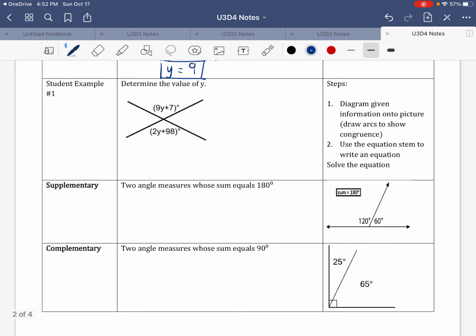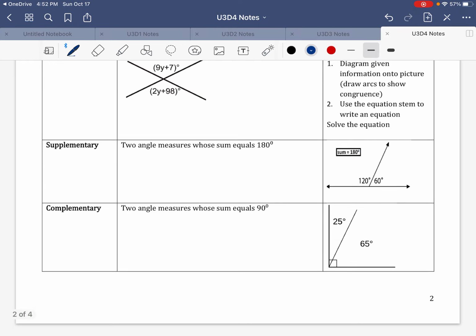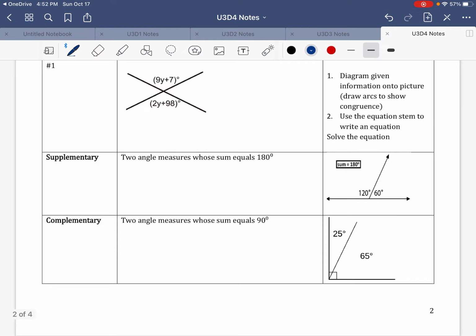Try the student example number 1 on your own. Now there are 2 other relationships that we're going to talk about today. They're called supplementary and complementary angles.